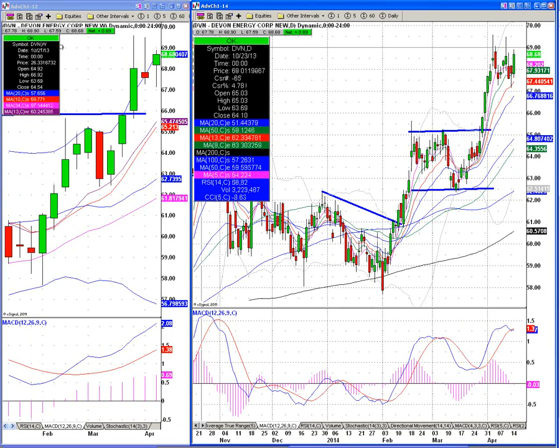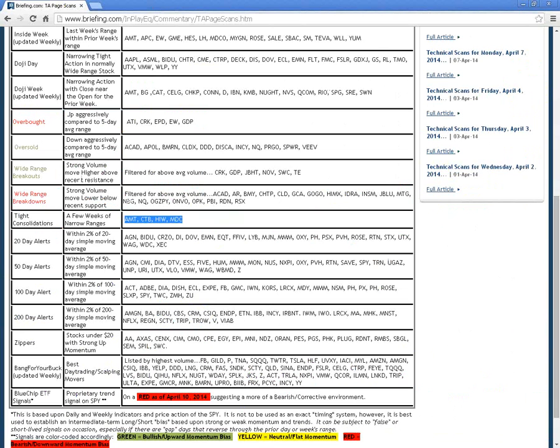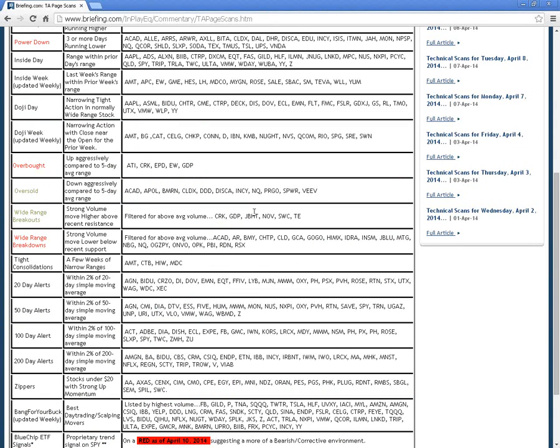All right. If we go back to the TA scans, wide range breakouts and breakdowns. Essentially, these are going to be exactly what they say: breakouts and breakdowns above a key resistance area or below a key support area. Now, there's a couple ways to view this, or at least how I approach it.